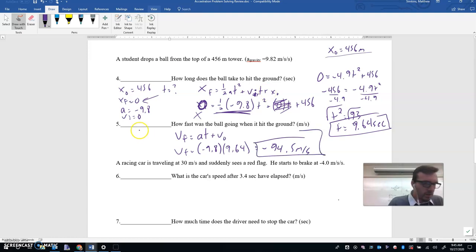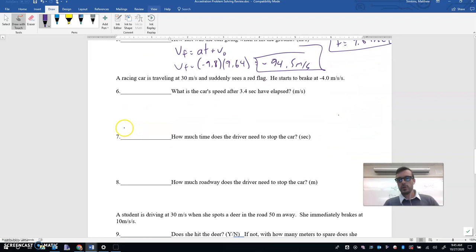All right, so I'll do one more here for us, but I do have that whole set of more practice problem solving, so make sure you check those out. But I'm going to attempt, we got another couple minutes here in my 15-minute video, we'll finish this up. Car's traveling at this speed and sees a red flag. He starts to brake at this rate. What is the speed after this long?